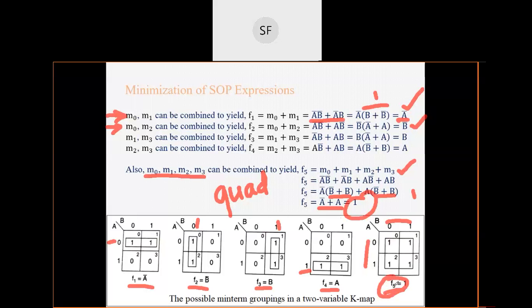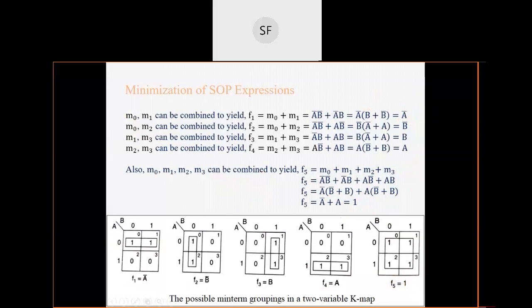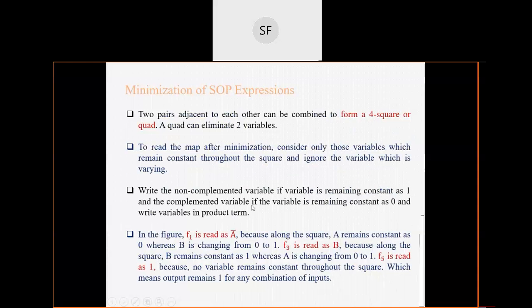What does it mean? It means that the output of your function will always be 1. आपके a और b की वैल्यू कुछ भी रहे, either it is 0 or 1, the value of this function will always be equal to 1. So in this way you can minimize your SOP expression, a two-variable SOP expression. Okay, so I hope you got this concept, and it is very important.